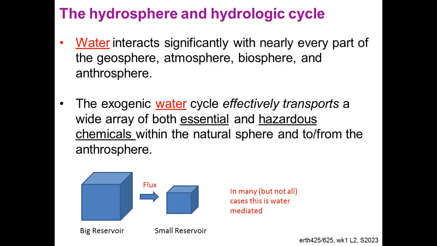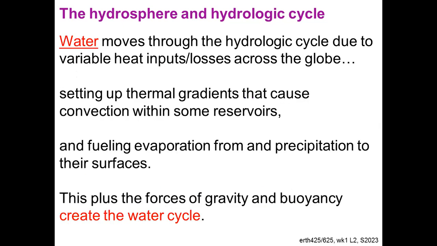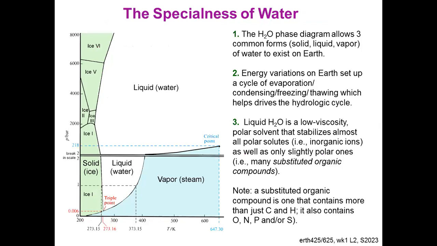concentration units per time. Now, water moves throughout the hydrologic cycle due to variable heat inputs and losses across the globe, which set up thermal gradients that cause convection within some reservoirs. And this, of course, is what fuels the evaporation and precipitation. This, plus the forces of gravity and buoyancy, create the water cycle.